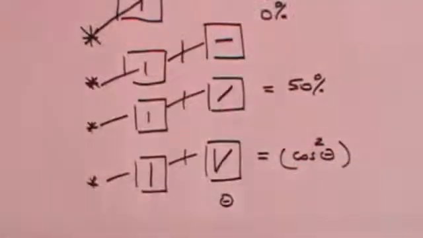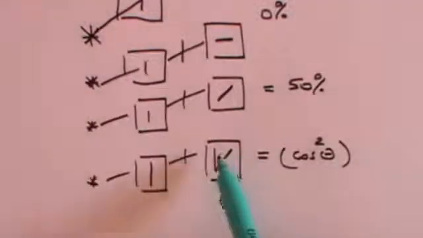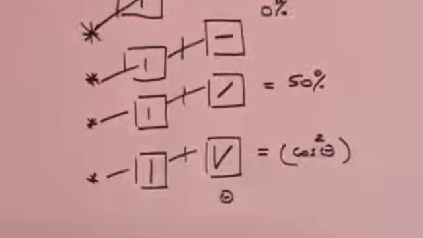In other words, when theta is naught, that is to say the polarizer is in exactly the same direction as the original polarizer and the polarized light, cosine naught equals 1, cosine squared theta is 1, 100% of the light comes through. When theta is 90, cosine 90 is naught, cosine squared is naught, none of it comes through. So the intensity of the radiation falls off according to the angle between this polarizer and this polarizer.